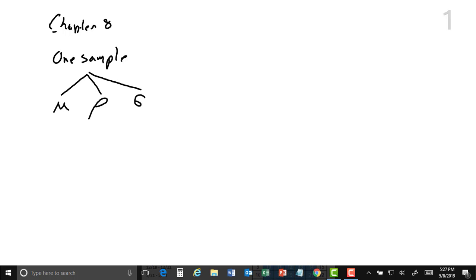And that's about it. I mean, we do the histogram to get an idea of the distribution, but this is about it. Now, in chapter 9, we're going to have the same setup, and then we're going to have the same parameters that we're going to go over, but we're looking at two samples and basically comparing them.